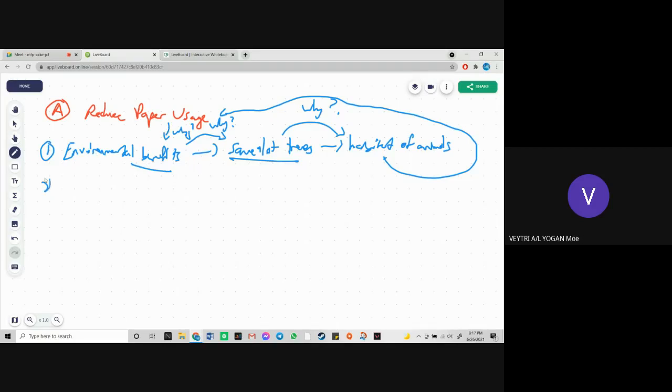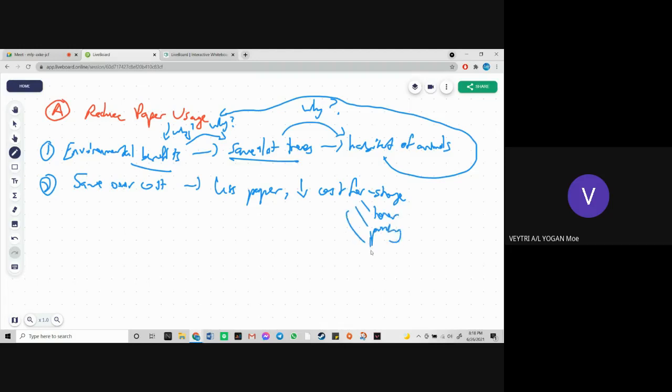Next, number two, we will be able to save our cost. It is as simple as this. The less paper we use, the more it will reduce cost for storage, toner, printing, labor, postage, packaging, and so on. There are so many uses of paper that you know.